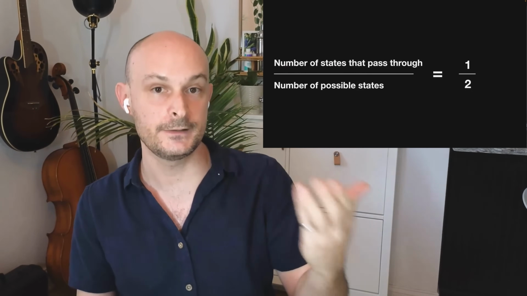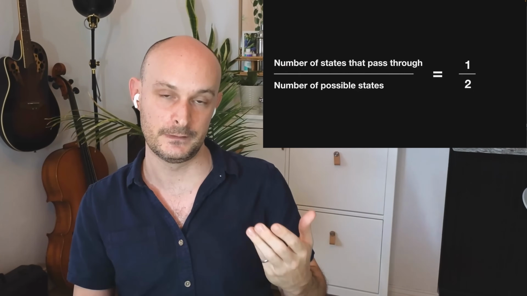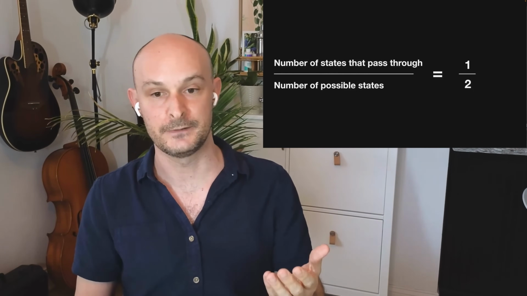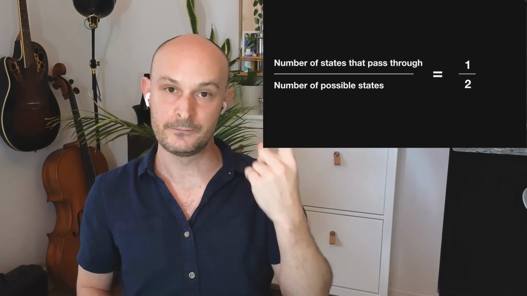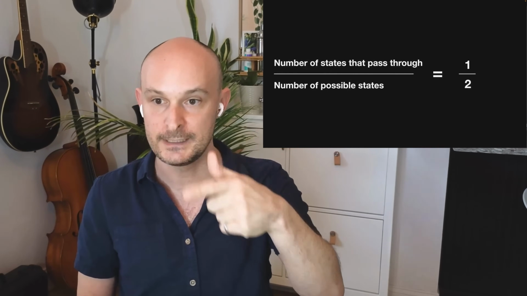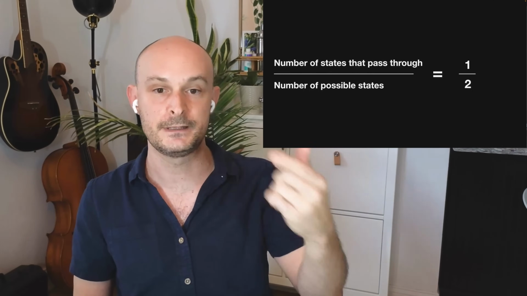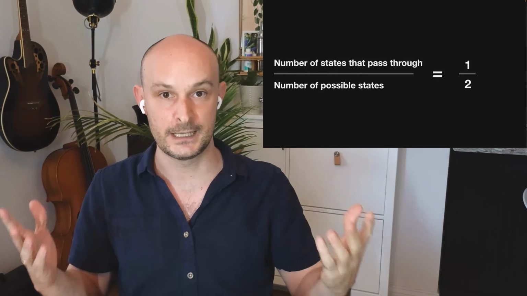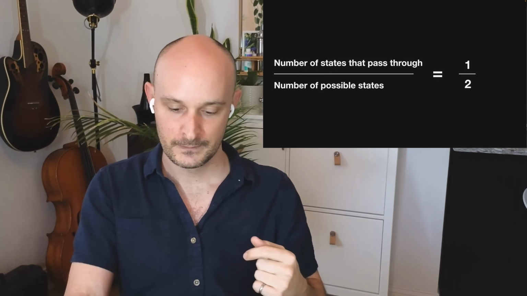If there are only two possible states for the photon's polarization with respect to the film's special direction, only two, then only one of them can get through. Using the same reasoning as in this slide, the number of states that pass through is 1, divided by the total number of possible states, which is 2. We would get our half.